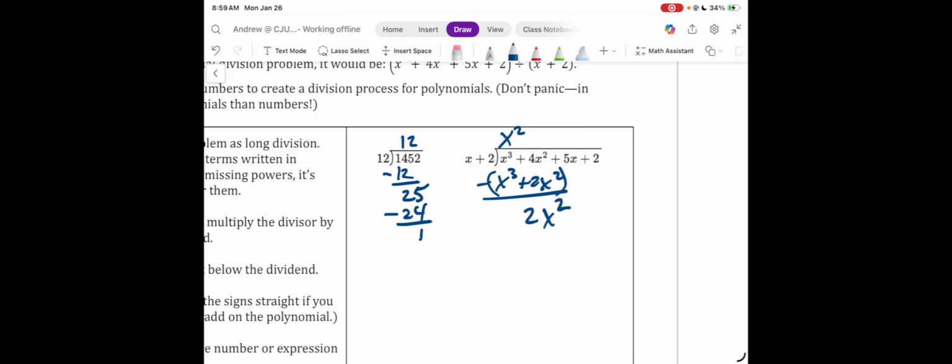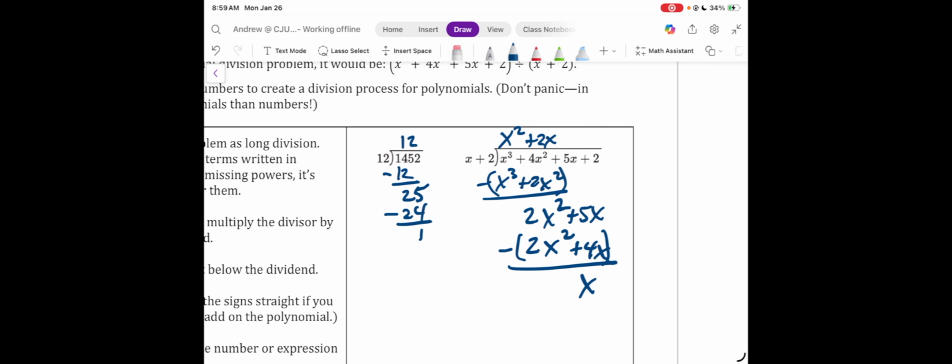X times what is 2x squared? That would be 2x. 2x times x should be 2x squared. 2 times 2, 4, so 4x. And I should have brought down the 5x. We subtract this part we brought down. That gives us x. There's only one more thing to pull down.